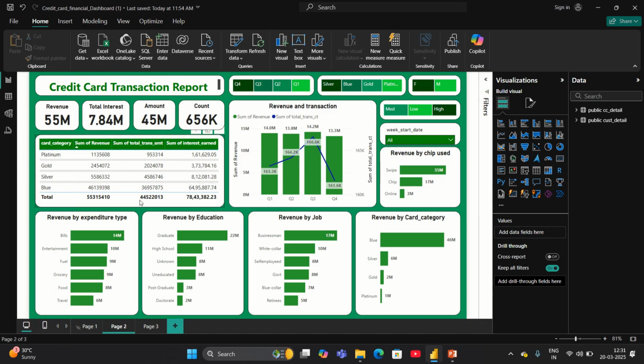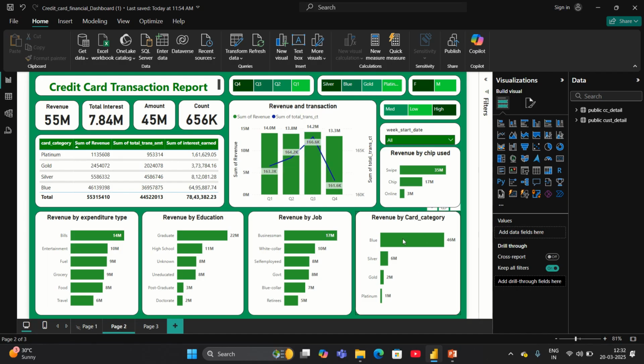At the top corner, I have placed four key metrics: total revenue, total interest, total amount, and total count. And the bar and line chart shows how revenue and transaction count fluctuate across Q1, Q2, Q3, and Q4. Revenue remains constant, but Q3 has the highest transaction and revenue also. In Q4, we can see a slight decline in both revenue and transaction.